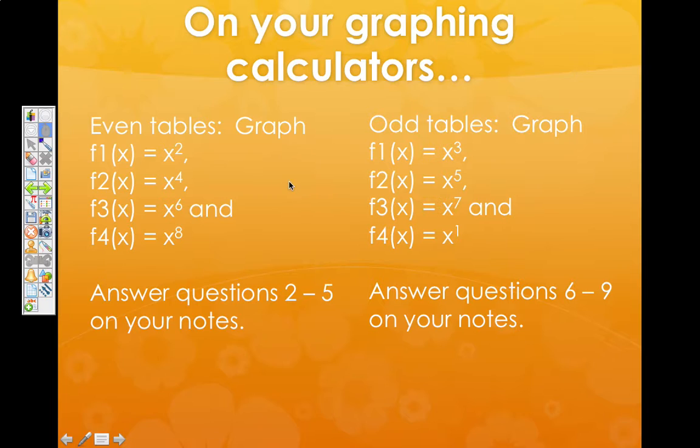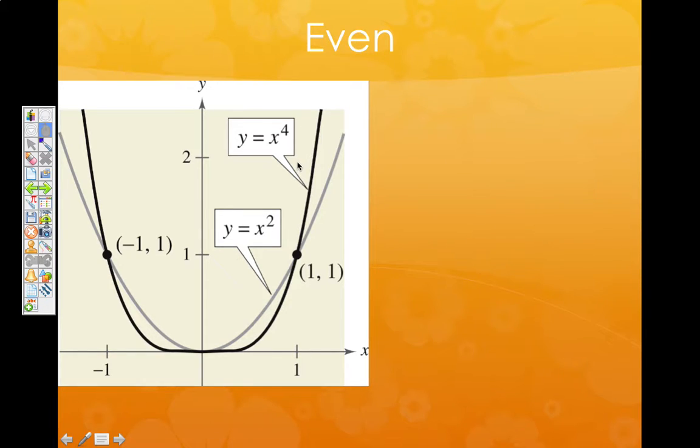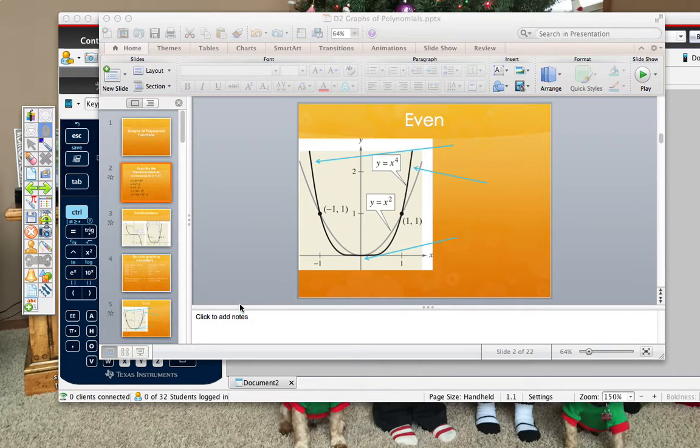Okay. So basically, here's what it goes over. An even function is parabolic in nature, so it's a U-shaped graph. Here again, here's an example of x squared and x to the fourth. And the higher the power of x, the more it flattens out near 0, where x is 0, and also gets steeper. So let's take a look at that on the graphing calculator.